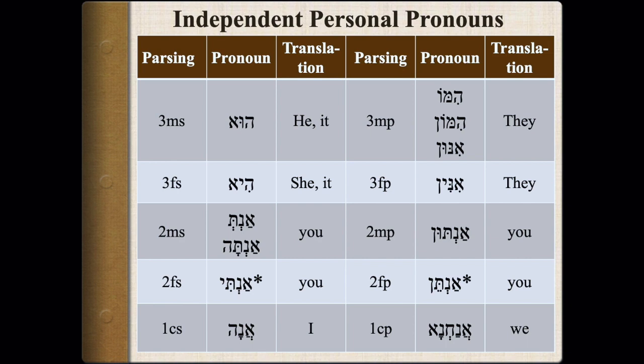The third masculine plural can have a number of forms, himo, himon, or inun. Third feminine plural, inin. Second masculine plural, antun. Second feminine plural, again, occurs in Aramaic but not Biblical Aramaic. And first common plural, anachna. In Hebrew it would be anachnu, but in Aramaic, anachna.